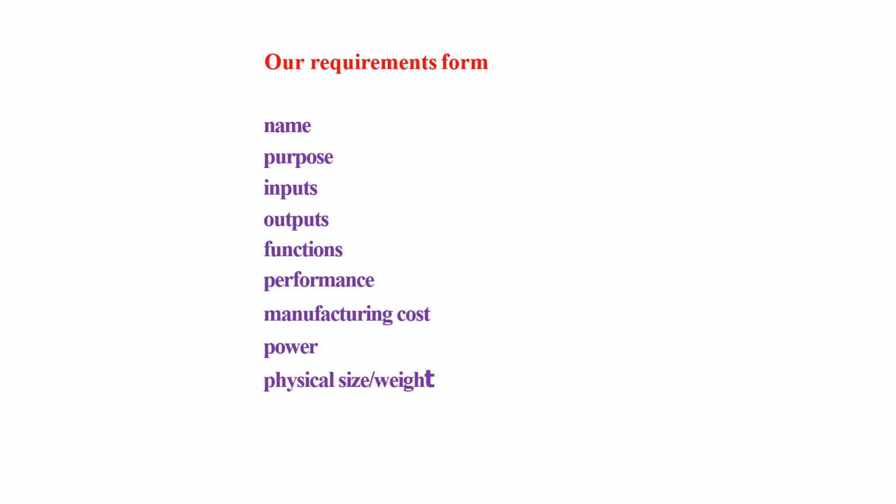If they say this is the product I need, then you have to tell what function it will do, or the customer has to tell what function the product will perform. So clear-cut detail is needed for this product. The next is performance. The performance is very important.